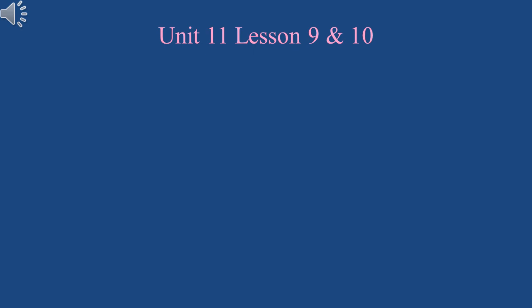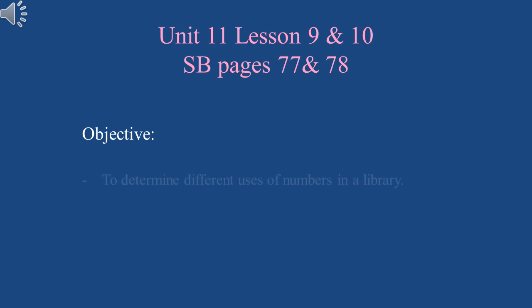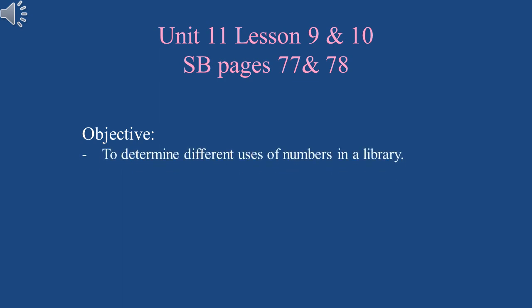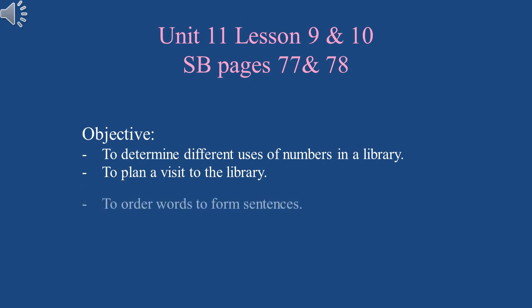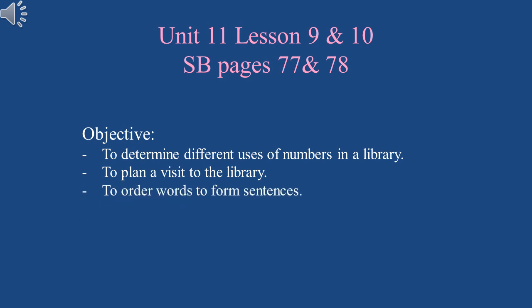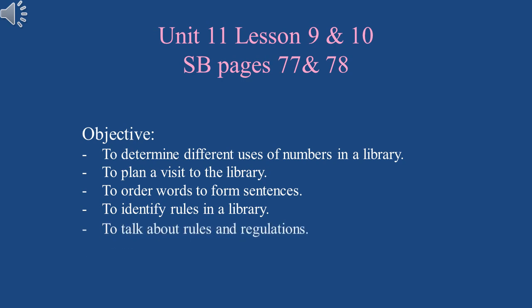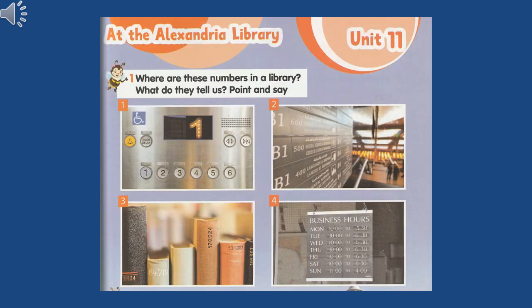Unit 11, Lesson 9 and 10, Student Book pages 77 and 78. By the end of this video, the student should be able to determine different uses of numbers in a library, to plan a visit to the library, to order words to form sentences, to identify rules in a library, and to talk about rules and regulations.